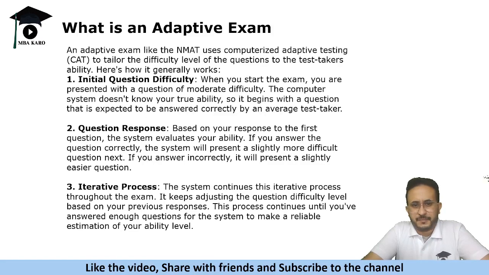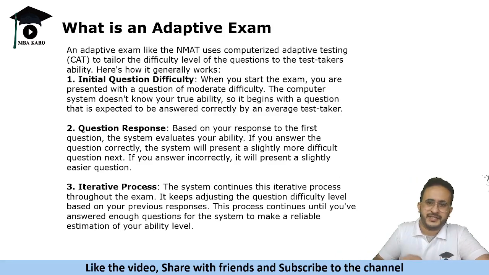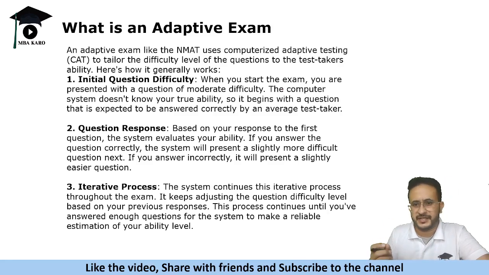Now, what is an adaptive exam? An adaptive examination like NMAT uses computerized adaptive testing, that is called CAT, not the CAT which you write, but an adaptive technique that matches the difficulty level of the questions to the test taker's ability. Which basically means that you will be given a question and based on your performance, the difficulty level of the paper keeps on changing.